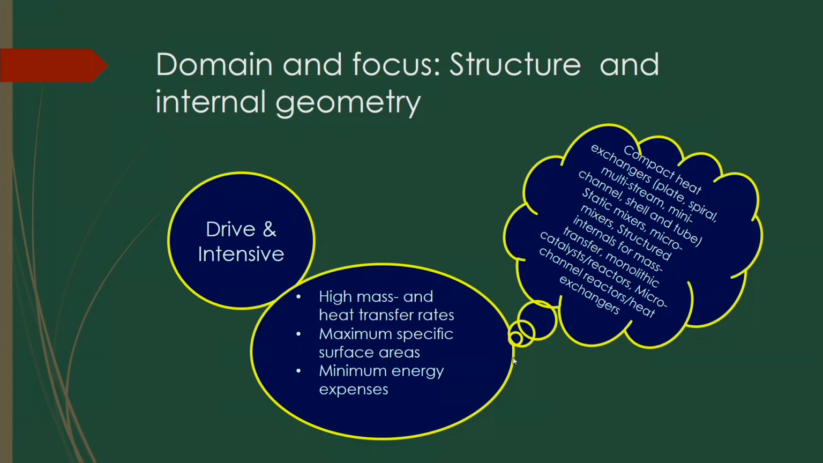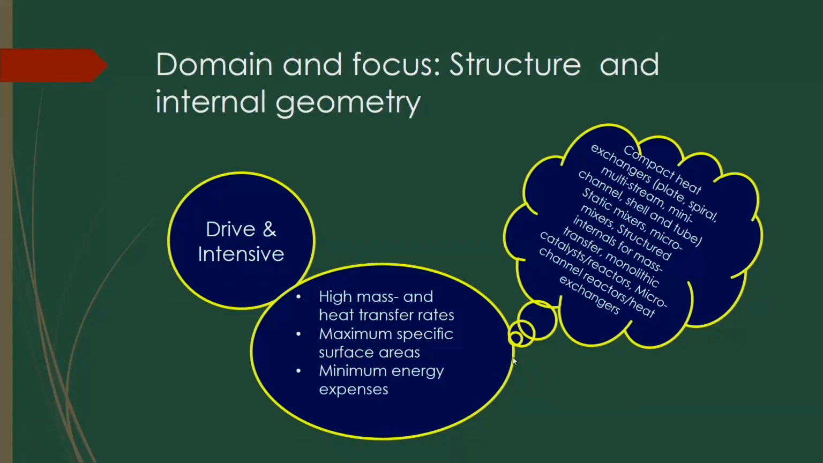To have that, you have to drive the process in such a way that you can get high mass transfer and heat transfer rates. This generally happens in common equipment available in the market, like compact heat exchangers, plate and spiral, multi-stream, mini channel, even shell and tube heat exchangers, where a static mixer is sometimes used for mass transfer. Structured packing material is also used for getting more contact between the phases, so that heat and mass transfer is higher.